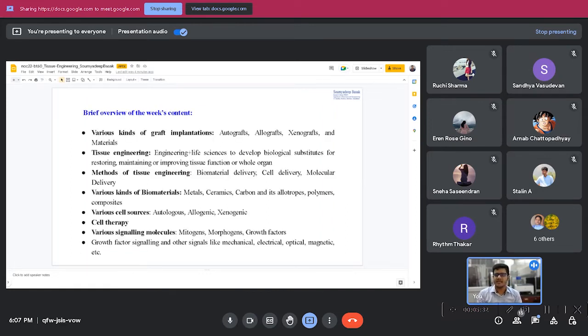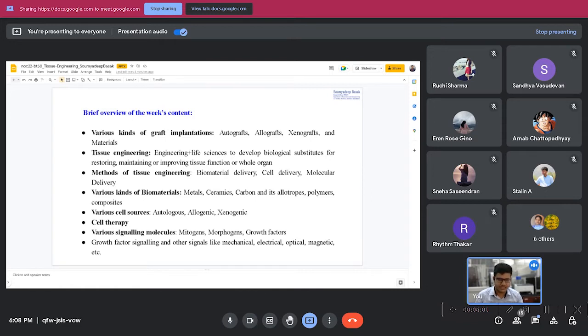In this week, we have learned the various kinds of graft implantation techniques, like autograft, allograft, or xenograft materials, and there are various different graft implantation techniques. Autografts are from the patient himself, allografts are from another patient of the same species, and xenografts are from a different species. Okay.